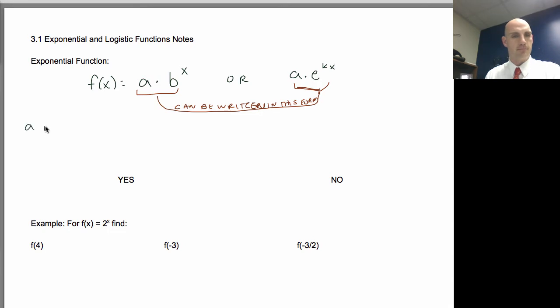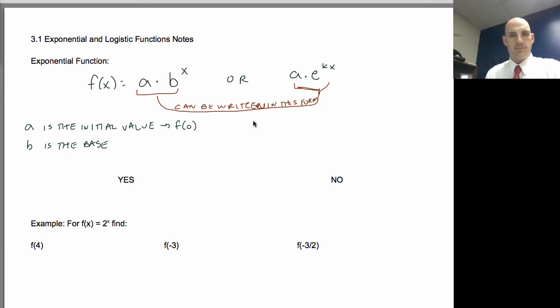A is the initial value, and we find that by doing f of 0. And b is called the base, of course, because we've got this exponent.